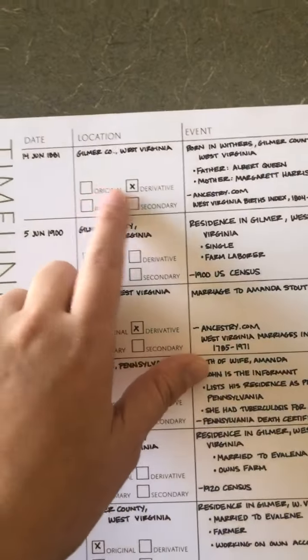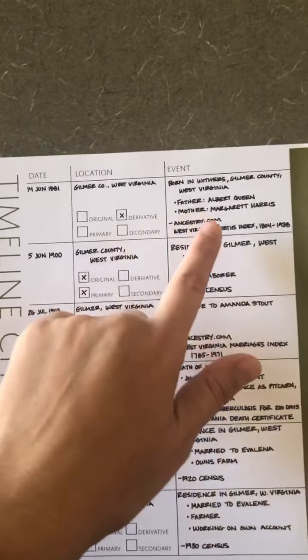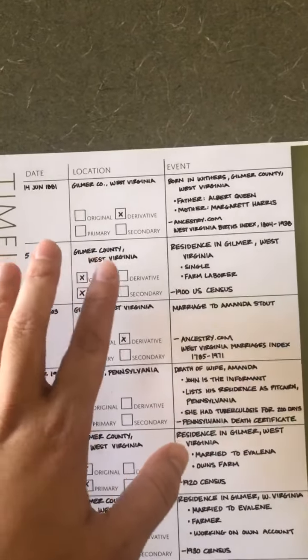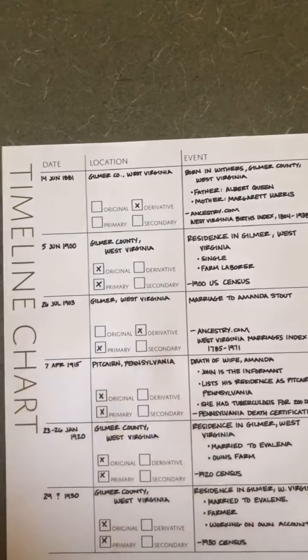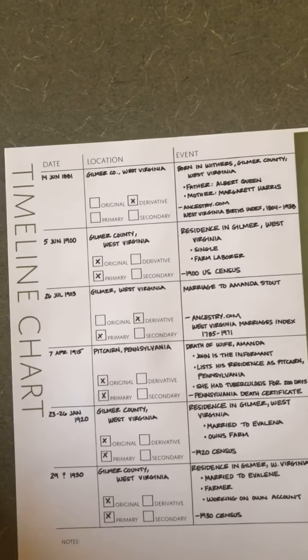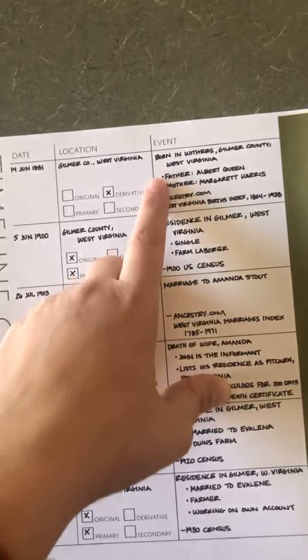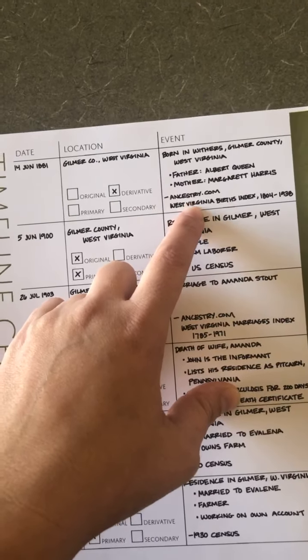Anyway, I like to keep track of this because if there's an inconsistency and it's coming from a secondary derivative record, I might think to myself, okay, I wonder if that's just a copying error that happened. So I have notes, I have where this piece of evidence is from.